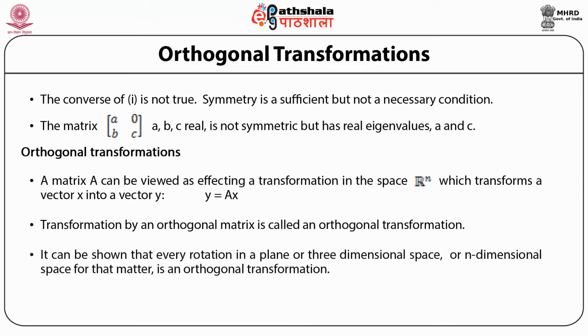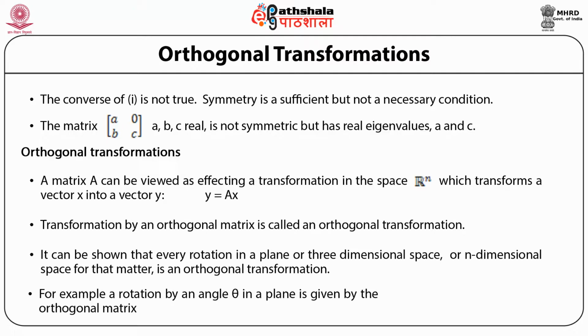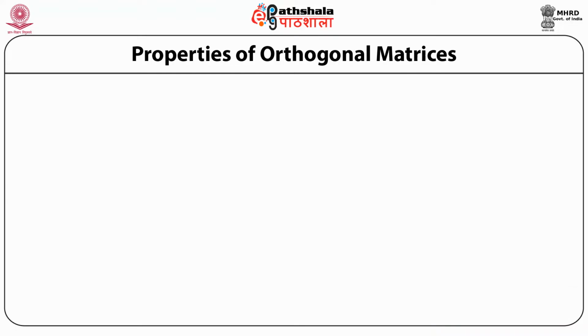It can be shown that every rotation in a plane or 3-dimensional space, or n-dimensional space for that matter, is an orthogonal transformation. For example, a rotation by an angle theta in a plane is given by the orthogonal matrix A, which is equal to a 2 cross 2 matrix with the first row being cos theta, sin theta, and the second row being minus sin theta and cos theta.